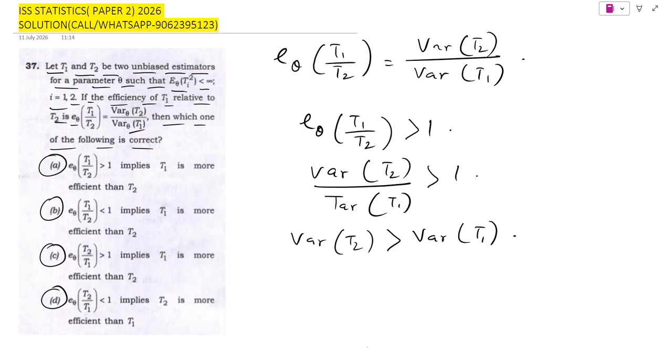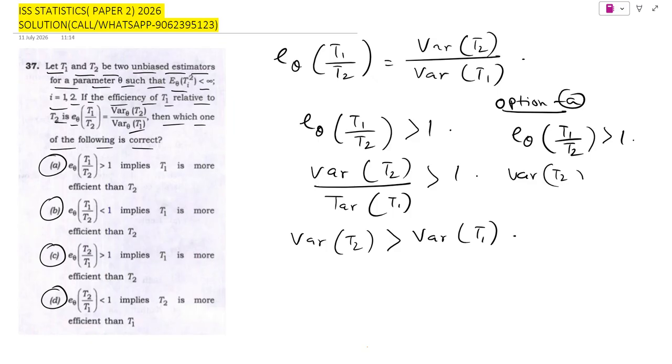Come to option A. This says, if the efficiency is greater than 1, then variance of T2 is greater than variance of T1. Therefore, T1 has smaller variance, so hence T1 is more efficient. So definitely correct.